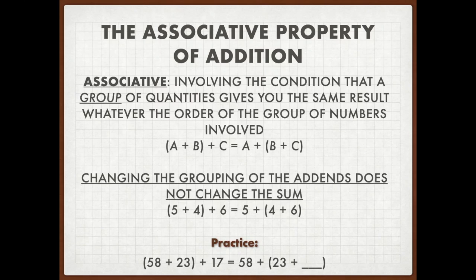So here you can see the practice. I'm going to be switching out the 58 and 17 from the left side and the right side. So 58 plus 23, I go ahead and do the parentheses first, plus 17 would give me the same result if I have 23 plus 17 in the parentheses plus 58. So that's the associative property. The focus is on the groupings, or what's in the parentheses, being switched and changed.